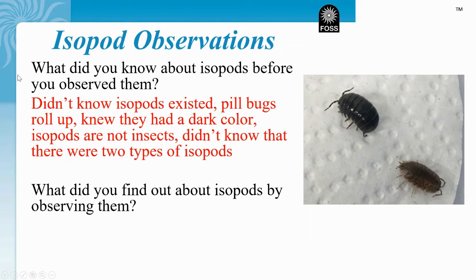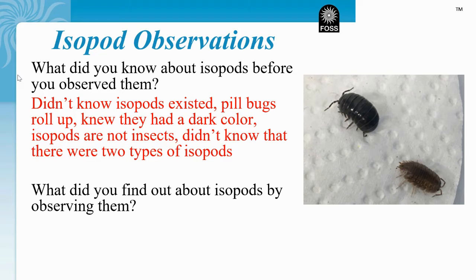Let's take a look at some of your answers. Some of you didn't know isopods existed. Some of you didn't know that pill bugs roll up. Some of you knew that they had dark colors. A couple students knew that isopods are not insects. And some people didn't know that there were two types of isopods. Well, actually, there are many types of isopods, and we're looking at a couple of them this week in our investigation. But I know that you will learn about many more types of isopods as you move through your science instruction.